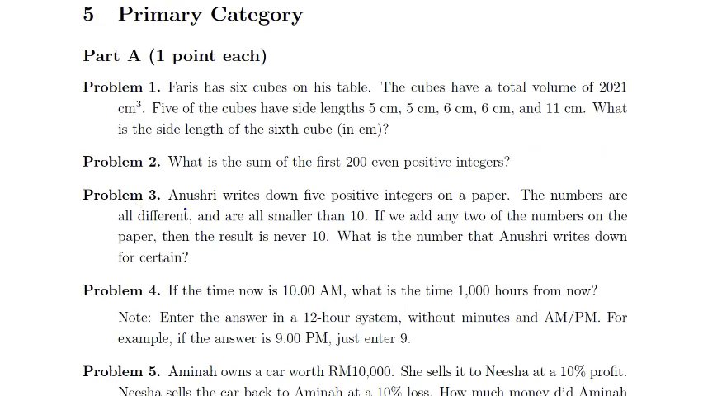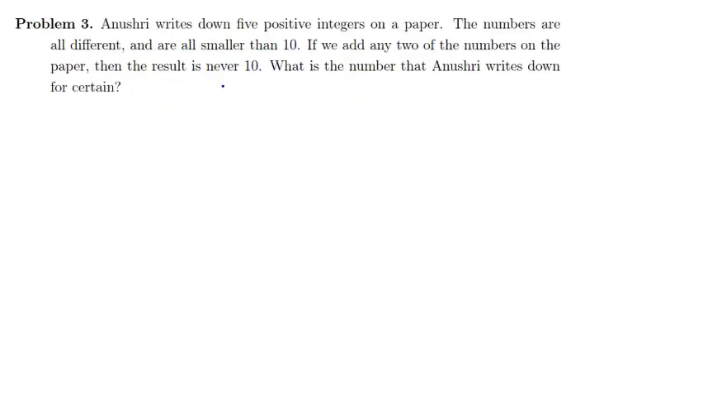Primary category, problem number 3. Anushri writes down 5 positive integers on a paper. The numbers are all different and are all smaller than 10. If we add any two of the numbers on the paper, then the result is never 10. What is the number that Anushri writes down for certain? Okay, so the numbers are smaller than 10 and they are positive, and the sum of any two is not 10. So 1 and 9 can't come together, so you can select at most one of them.